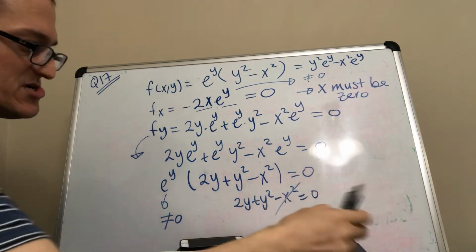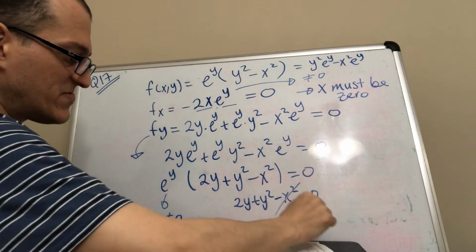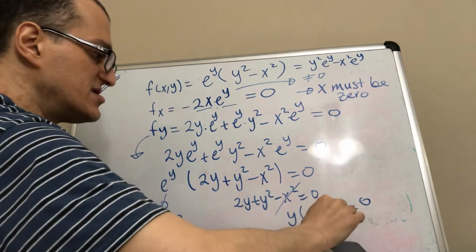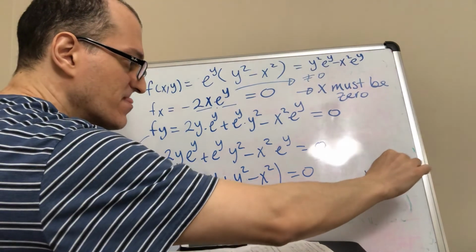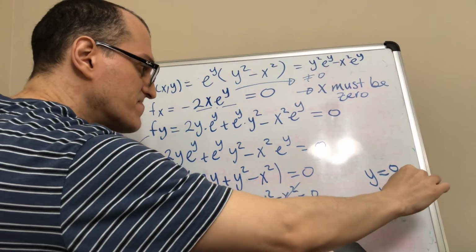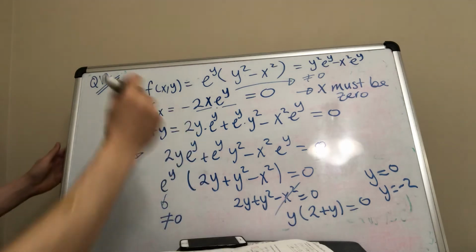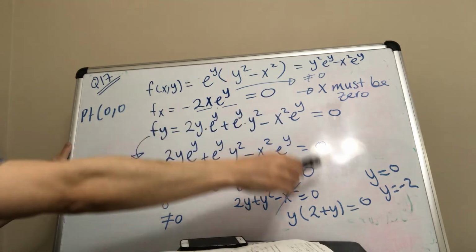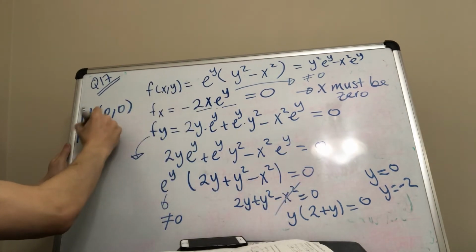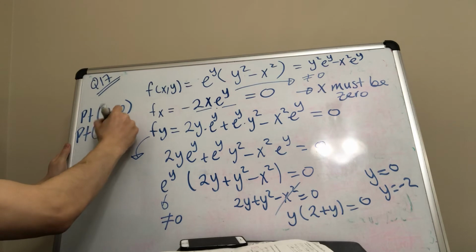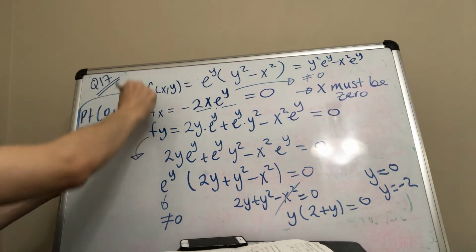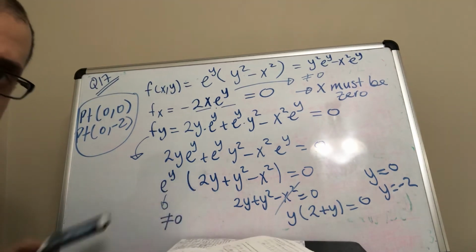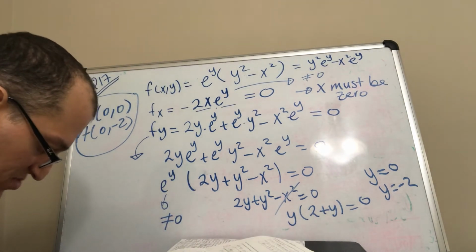Since x is 0 already, you take y as a common factor, and you have 2 plus y left. So either y is 0 or minus 2. So you have 2 points: 0, 0, and 0, minus 2. These 2 points are critical, and we need to verify to know exactly if they're maximum, minimum, or a saddle point.